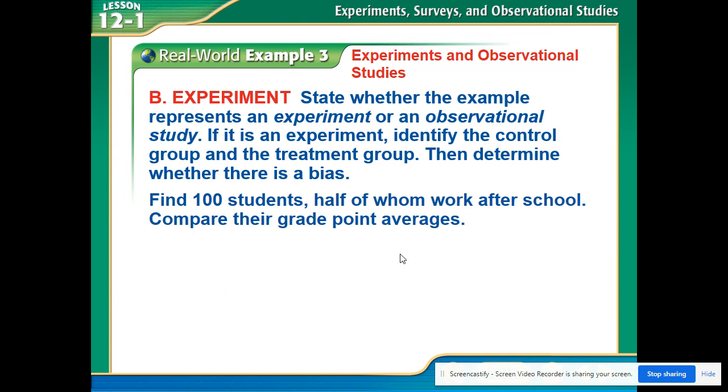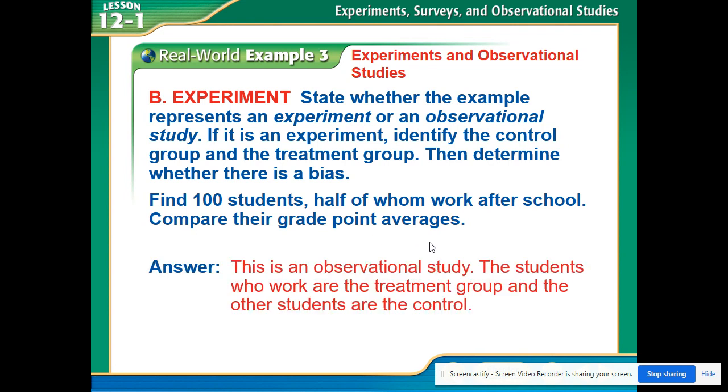Next one. Find 100 students, half of whom work after school, compare their grade point averages. So we can go ahead and find these people, half who work after school, and then look up their grade point averages. Their grade point averages are already there. It is something that has already happened. This is an observational study.